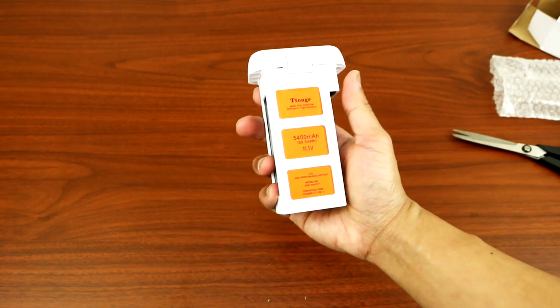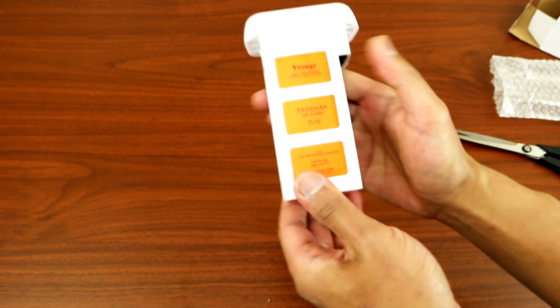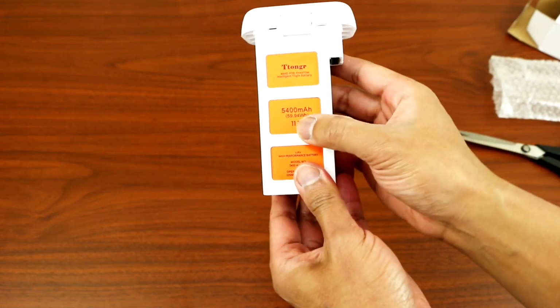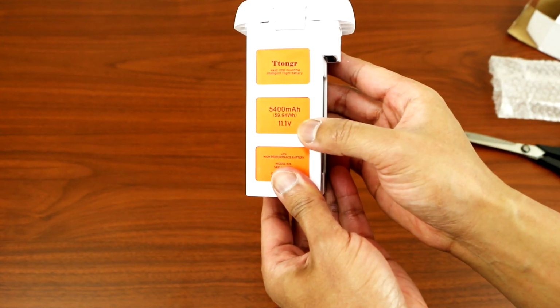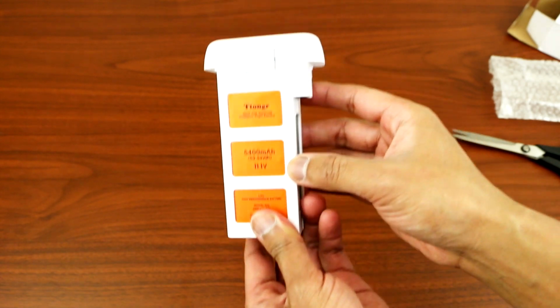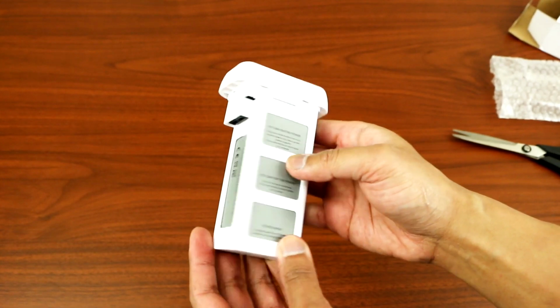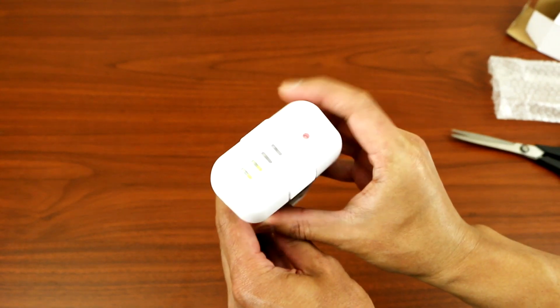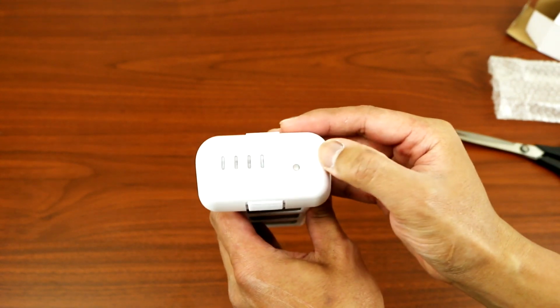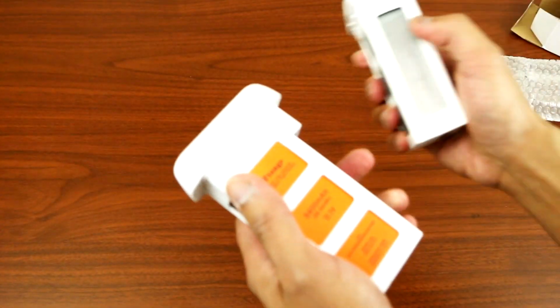Alright, so there's the battery. It's got a 5400 milliamp. It's pretty much exactly the same as the original one. It's got the LED indicator.